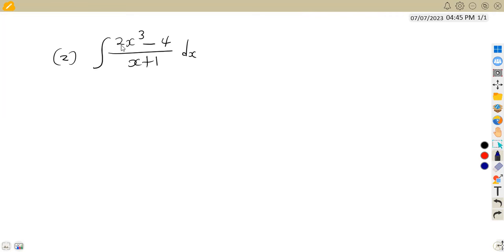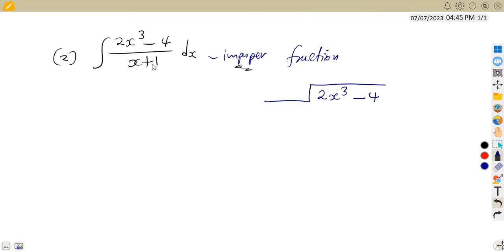It's bigger than what is in the denominator, so it's not a proper fraction. This is an improper fraction in terms of algebraic fractions. If it is an improper fraction, therefore we are going to apply long division. So we are going to divide 2x cubed minus 4 by x plus 1.